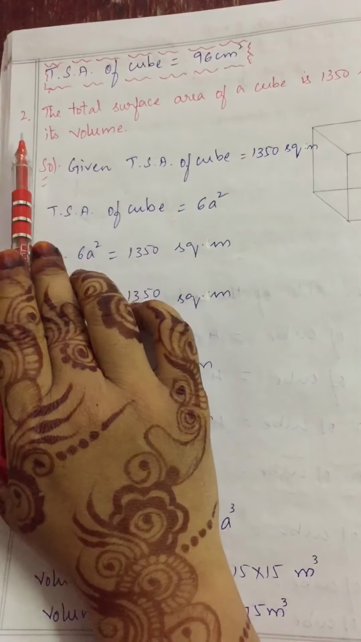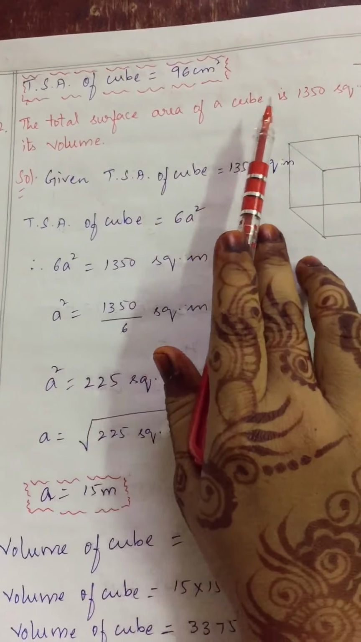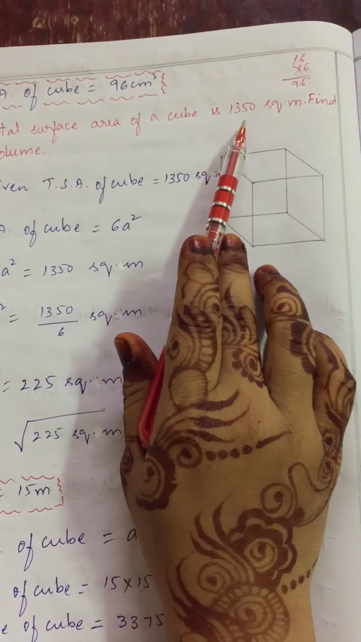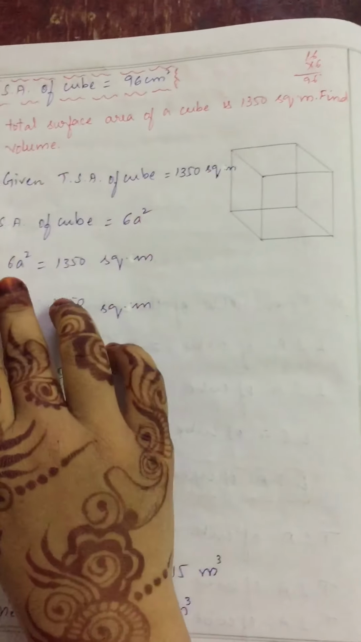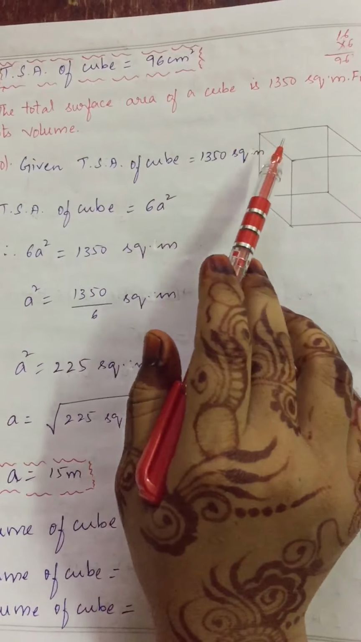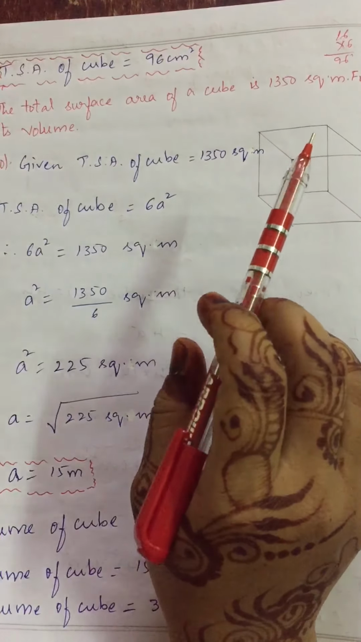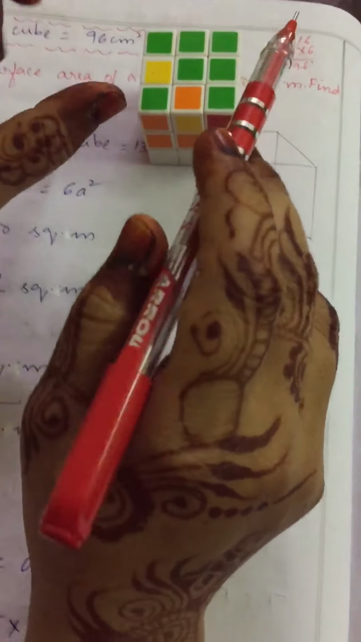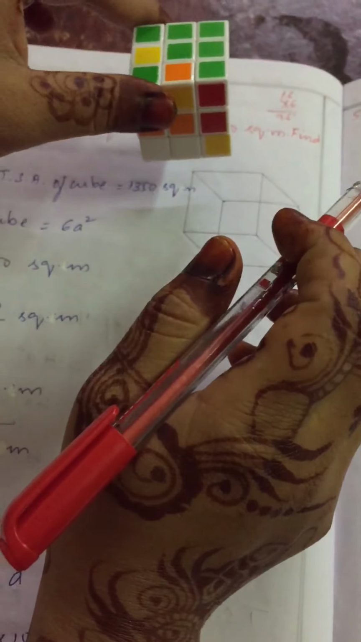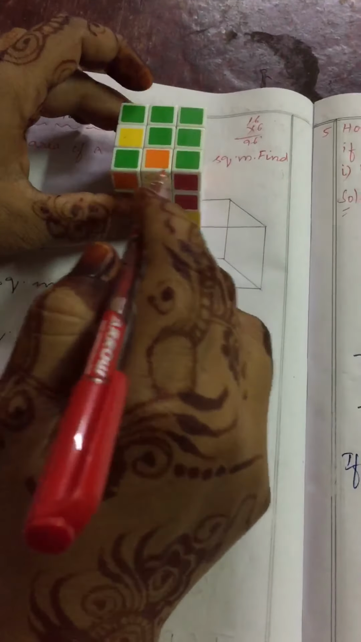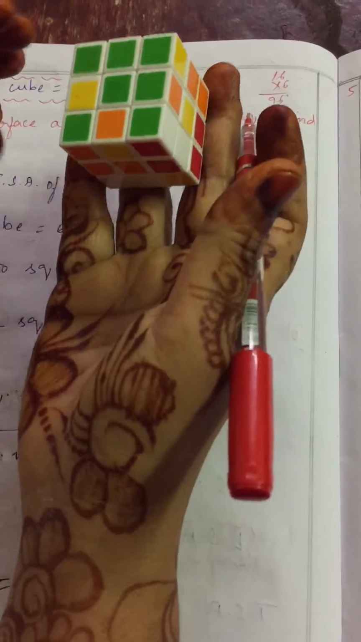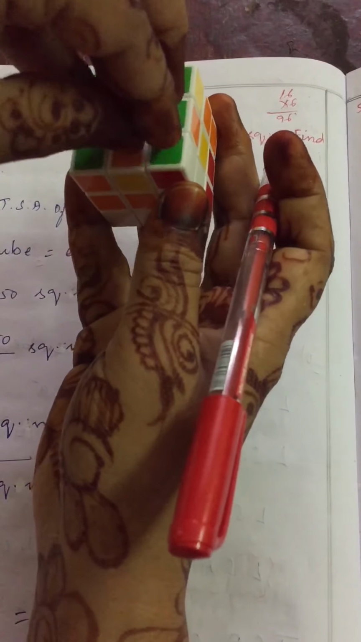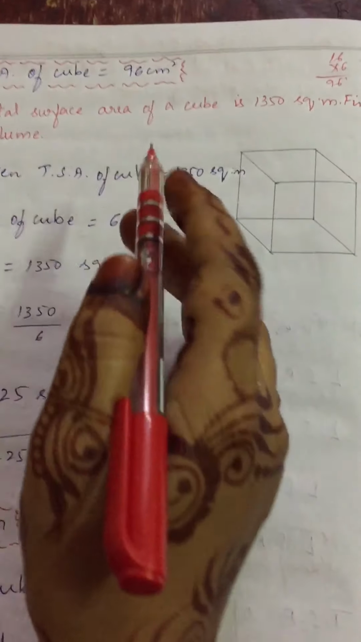Clear? Now the second question: the total surface area of a cube is 1350 square meter. Find its volume. He has given the total surface area, again talking about the cube, and volume is asked. What is volume, children? How much space the object occupies. Volume is the quantity of how much space inside we can fill. So we need to find that.